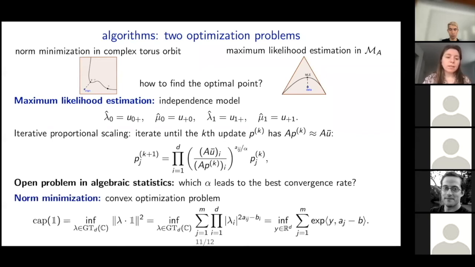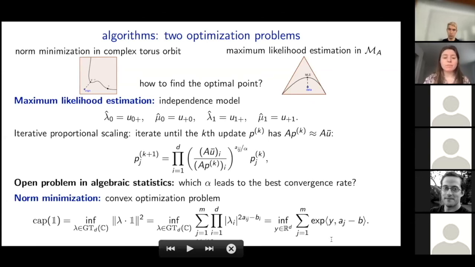Okay, and then on the norm minimization side, this is given by a convex optimization problem. So we're computing the capacity of a vector of full support. So we can rewrite this as this infimum over a group orbit. Our orbit has this very nice structure, so we can actually expand everything in terms of the matrix A and the vector B. And then change of coordinates leads us to this form where we're minimizing a sum of exponentials where the sum is given by these EJ minus B vectors.